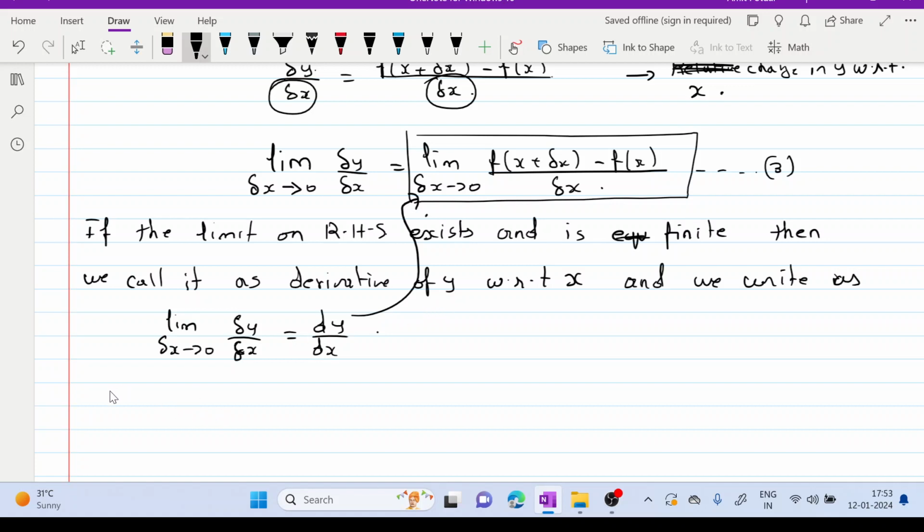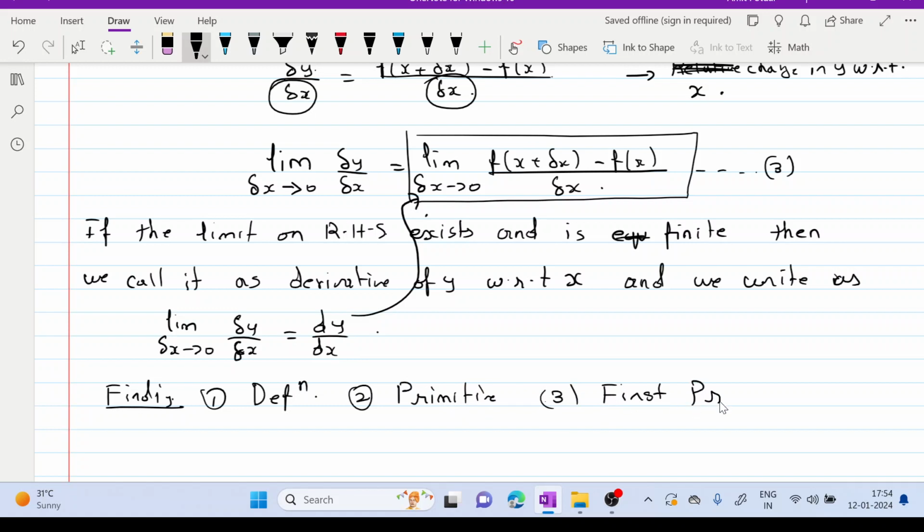This is called finding derivatives using the definition. You may say by the primitive method, and the third name would be from the first principles. So whenever the question comes, find the derivative of the following using the first principles, we are supposed to use this formula that's there in the box.